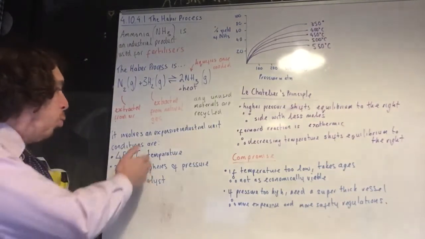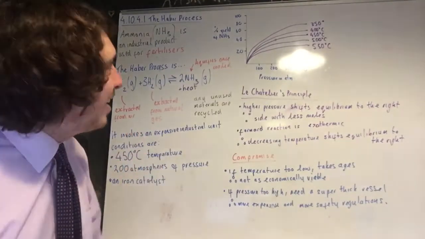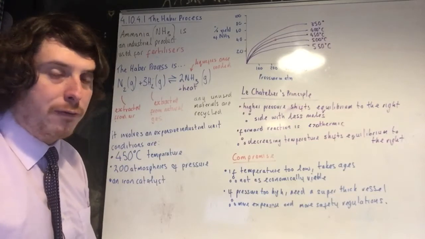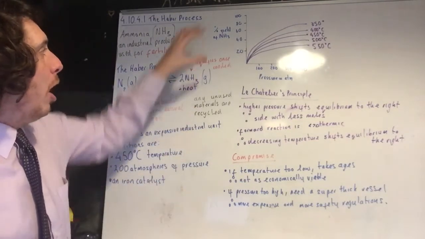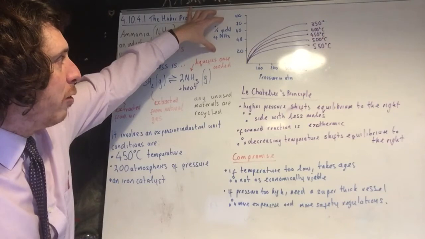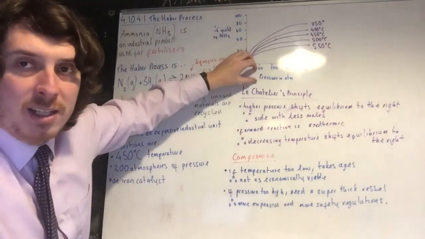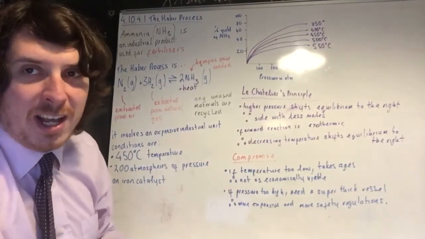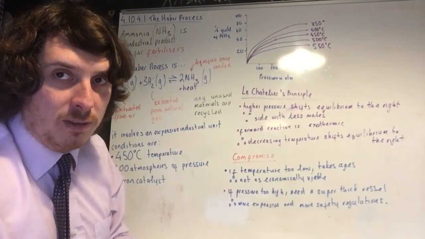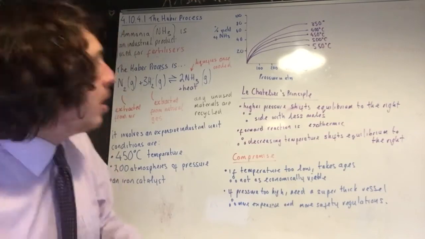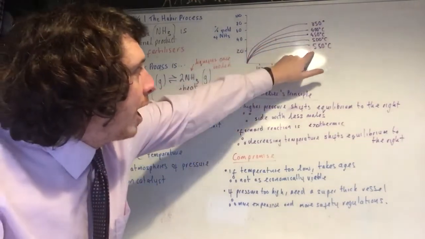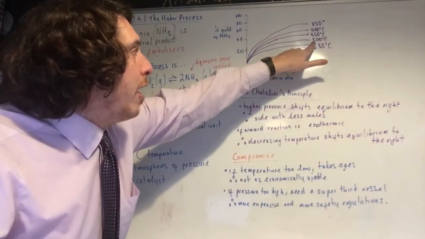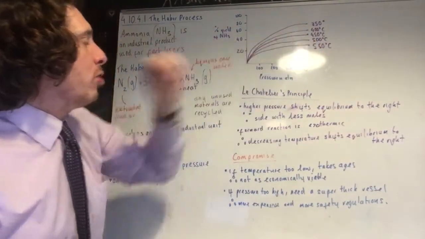So what do you need to know? You need to be familiar with why we use these conditions. Let's have a look at this graph and refer to Le Châtelier's principle from rates. On the y-axis I've got the percentage yield of ammonia, and on the x-axis I've got the pressure used in atmospheres. I've not done an industrial fertilizer experiment at home, but what I've done is I've had a look at 5 different temperatures: 550, 500, 450, 400, 350.